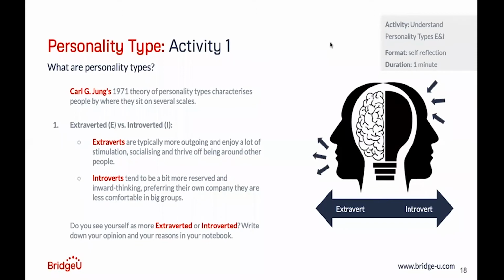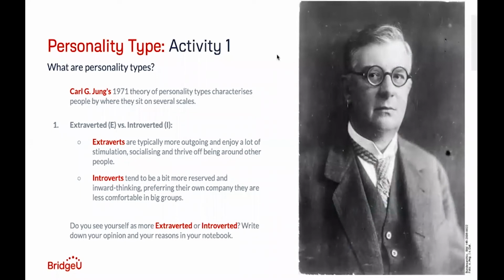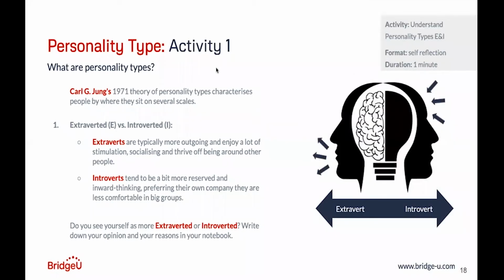In 1971, a Swiss psychologist called Carl Jung, regarded as the founder of analytical psychology, came up with a theory that personality can be broken down by where people sit along several scales. One of those scales is extroversion versus introversion. Extroverts tend to be quite outgoing and love socializing in big groups because being around people gives them lots of energy. Introverts are usually more reserved and like the peace of their own company because they tend to find large groups of people quite draining.